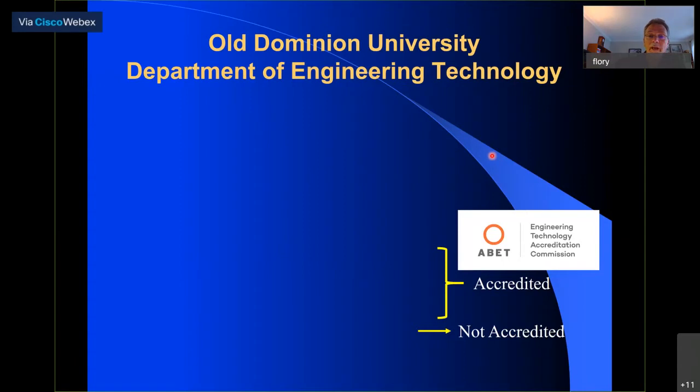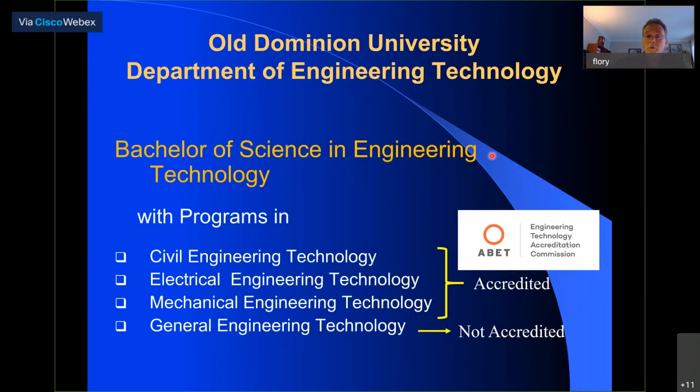So when we look at the Department of Engineering Technology at Old Dominion University, our programs lead to the Bachelor of Science in Engineering Technology. That is the degree. And we have programs in civil engineering technology, electrical engineering technology, and mechanical engineering technology, all three of which are accredited by the Engineering Technology Accreditation Commission of ABET. And that is the standard for engineering technology accreditation, certainly in this country, and now it's becoming more of a global type of rubber stamp, if you will.